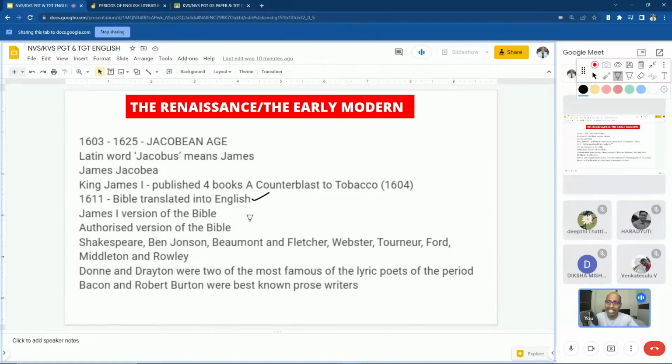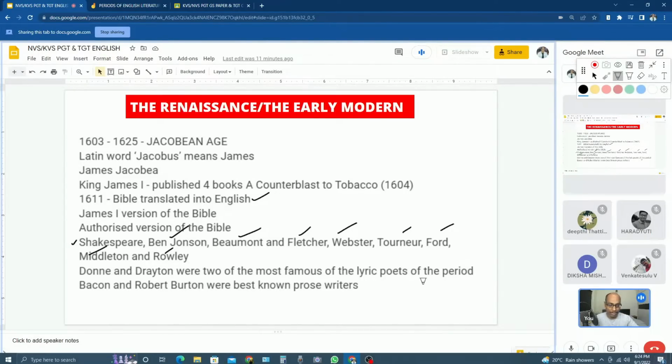And the important writers in this Jacobean age were Shakespeare. Shakespeare was also in the Elizabethan age, and he continued in the Jacobean age. And then we have Shakespearean contemporaries: Ben Jonson, Beaumont and Fletcher, Webster, Turner, Ford, Middleton and Rowley. So these were the Jacobean writers. Donne and Drayton were two of the most famous lyric poets of the period. Bacon and Robert Burton were best known prose writers.